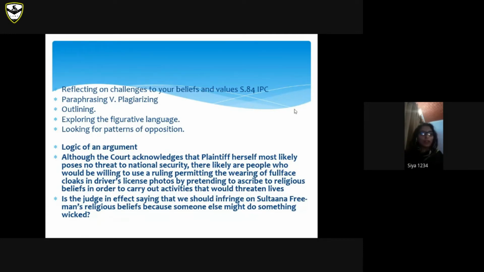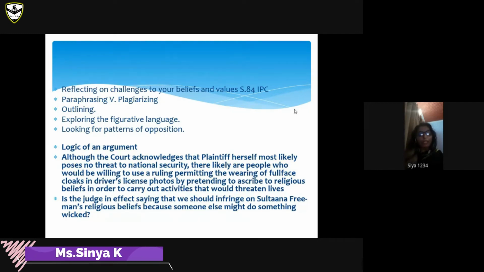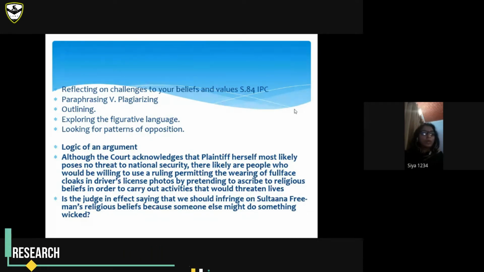Understand from an unemotional state based upon the evidence. Please try to understand the concept even if it is against your belief. Next one is paraphrasing.